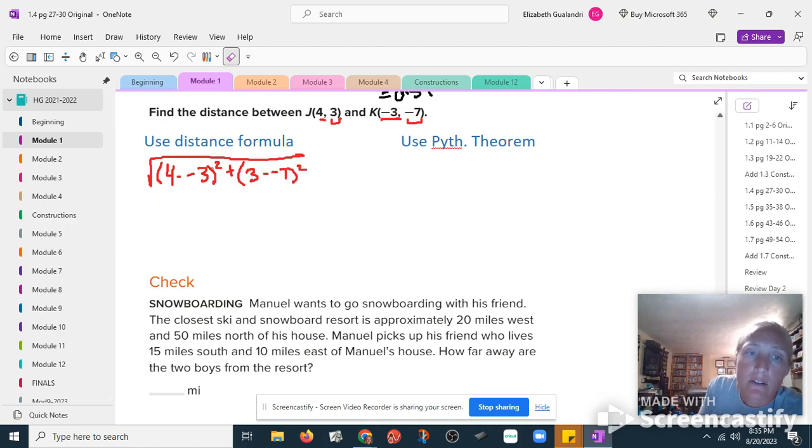You cannot cancel out your square root and your squares. This plus sign in the middle is what stops you from doing that.